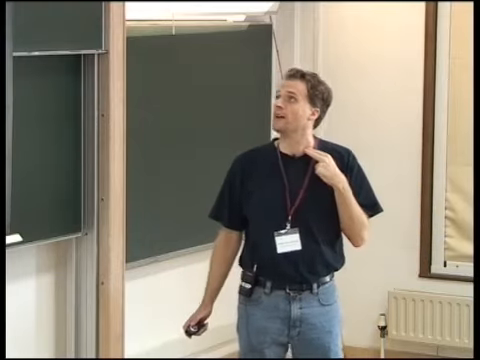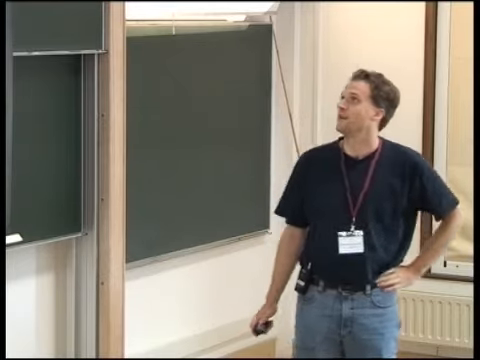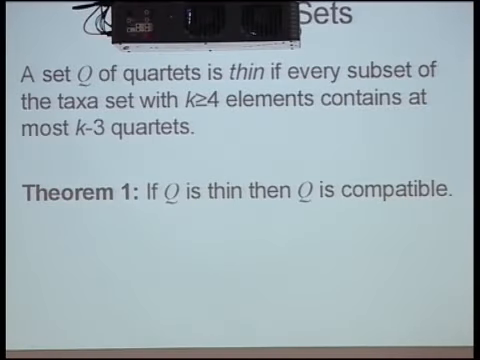Next definition, now that I need to present my own result. I call a set of quartets thin if every subset of k taxa, for k larger or equal 4, contains at most k minus 3 quartets. That means if k equals 4, for 4 taxa we have at most 1 quartet. Of course, if we had 2, we would have a conflict, and that could not be compatible. For 5, we are allowed to have 2 quartets. For 6, we are allowed to have 3 quartets, and so on.